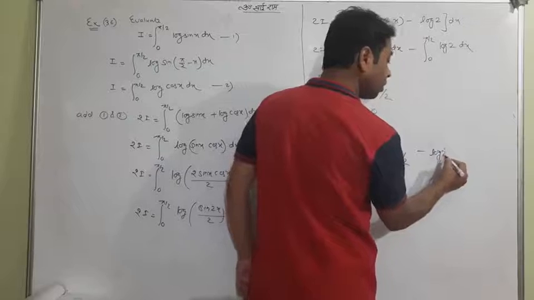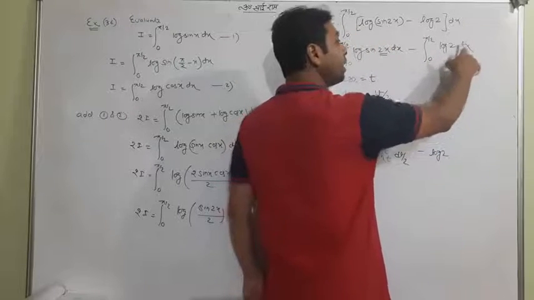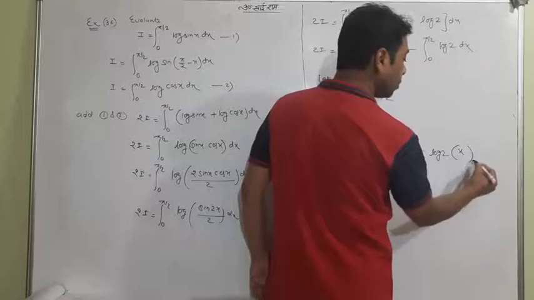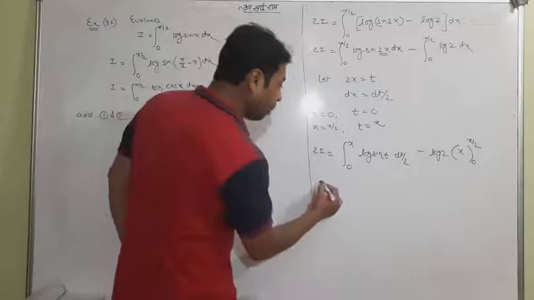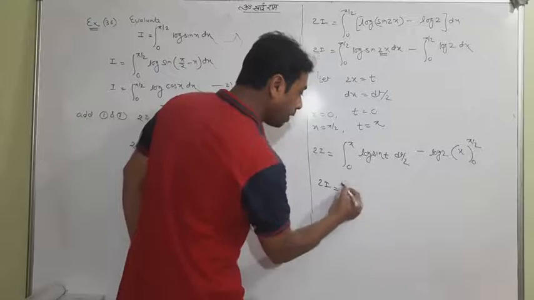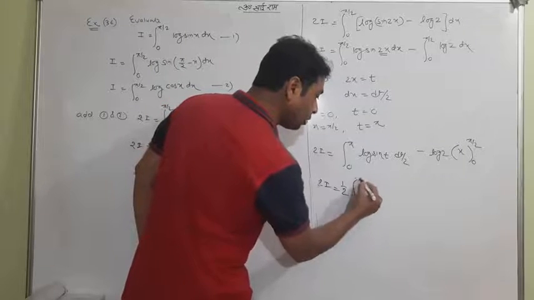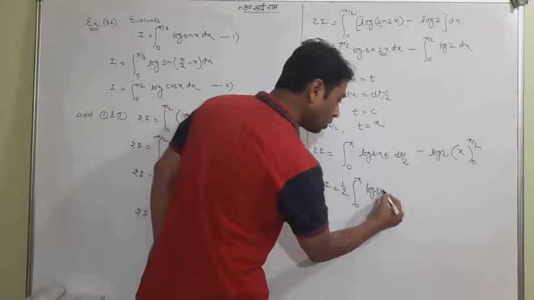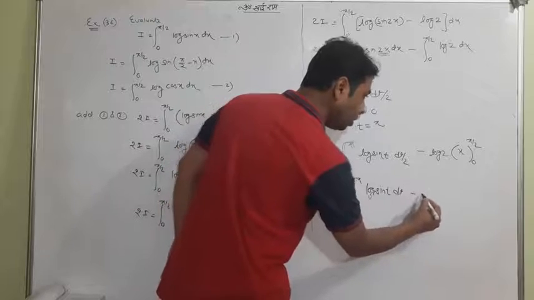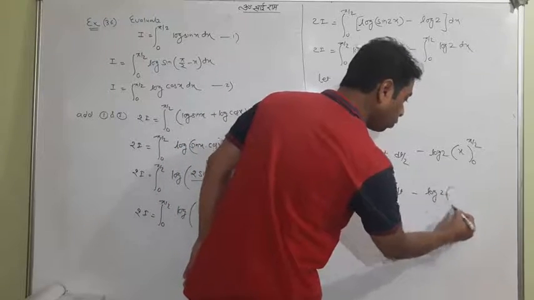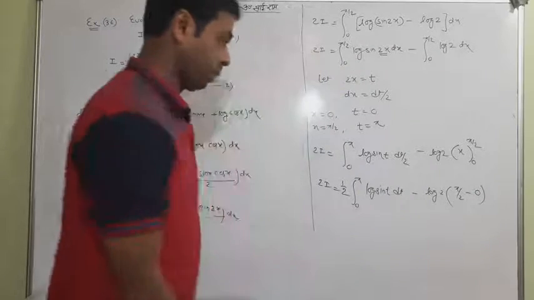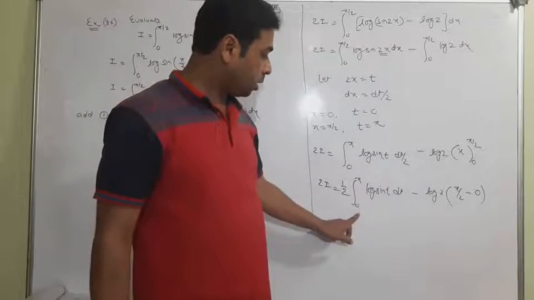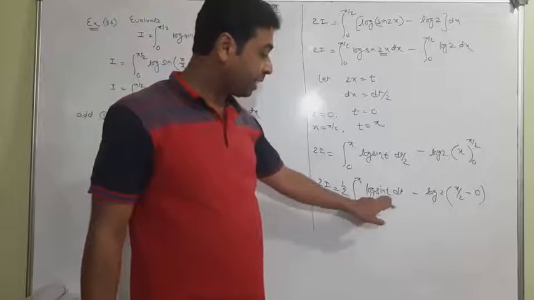minus this log 2 will come out as it is, because it is a constant value, and dx has integration x from 0 to pi by 2. And about this 2, I'll take it out as it is: the integral from 0 to pi of log sin t dt. This is so simple: log 2 times the upper limit pi by 2 minus the lower limit 0. Now students, this is the integral from 0 to pi of log sin t dt.